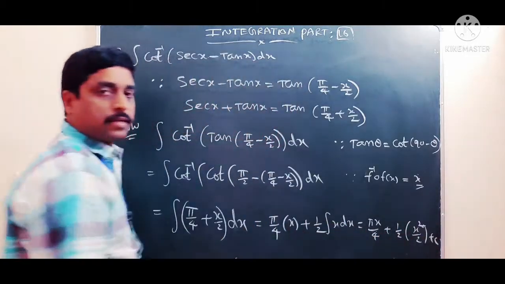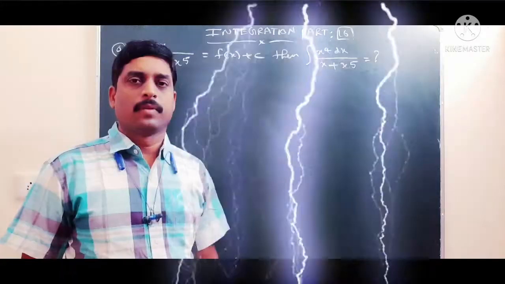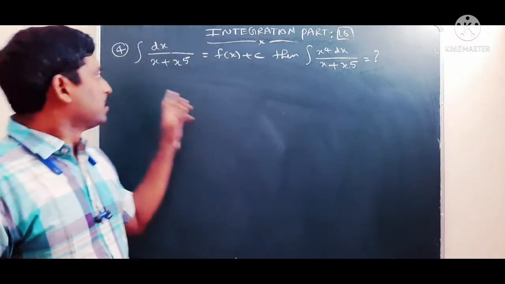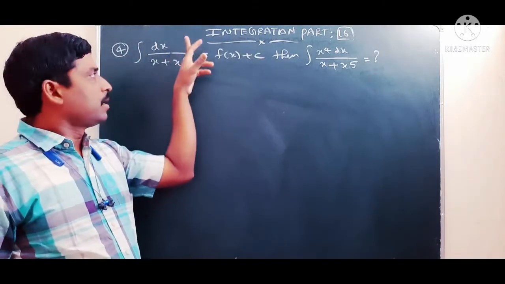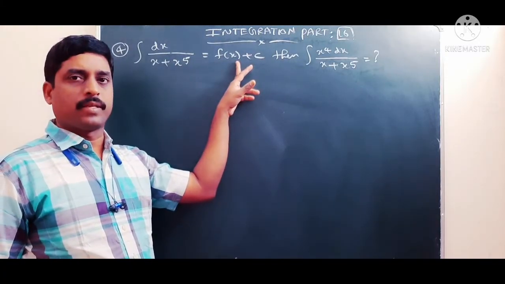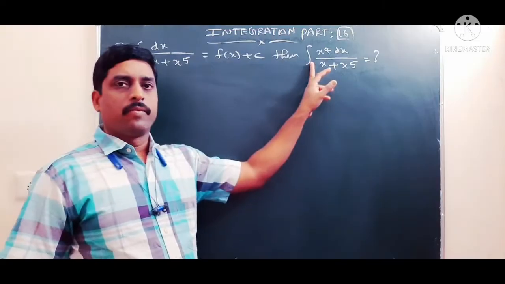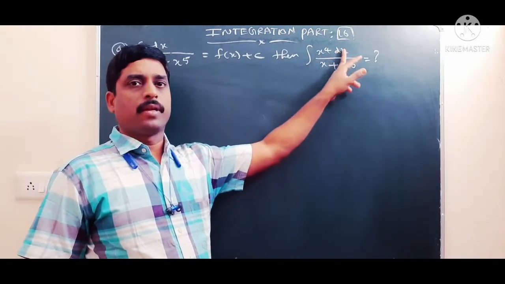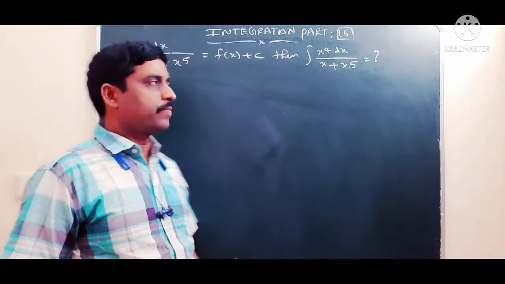So x dx value is x square by 2. Let us go to the next problem. What is given? Integral dx by x plus x to the power 5 is f of x plus c. Now we have to find integral x to the power 4 dx by x plus x to the power 5.